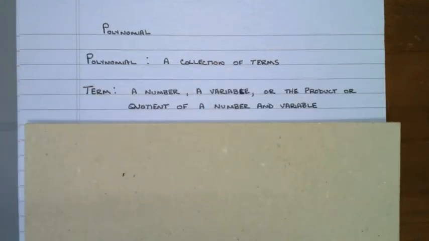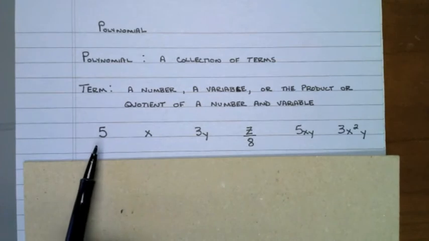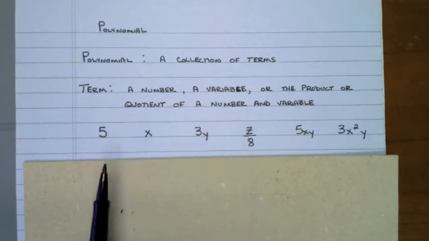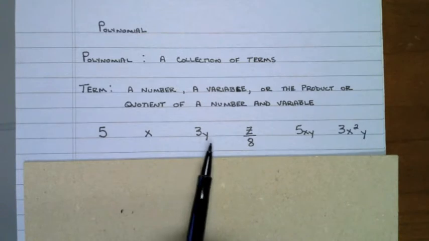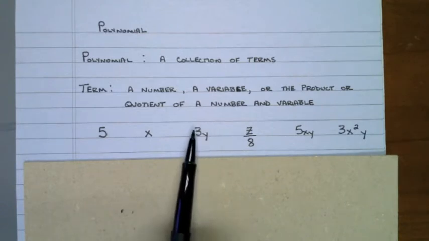Here are the things a term can be. It can be a number, it can be a variable, or it can be a product or quotient of a number and a variable. Here are some examples of what I mean. 5 is a term. Any variable by itself is a term. Or you can have the number and the variable together like this. This denotes that you're multiplying these together. This together is a term.